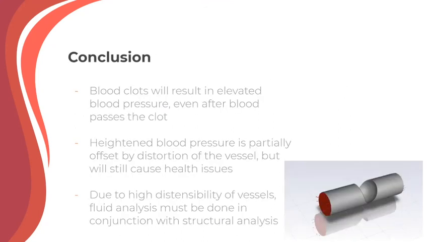In conclusion, blood clots will often result in elevated blood pressure even after blood passes the clot. And while some of this elevated blood pressure can be partially offset by distortion of the vessel, this will still cause health issues. Finally, due to high distensibility of the vessels, fluid analysis must be done in conjunction with structural analysis of the blood vessel itself.